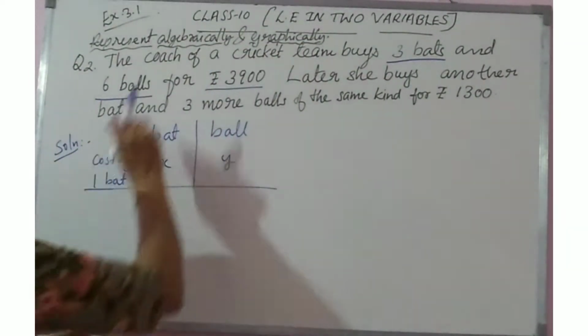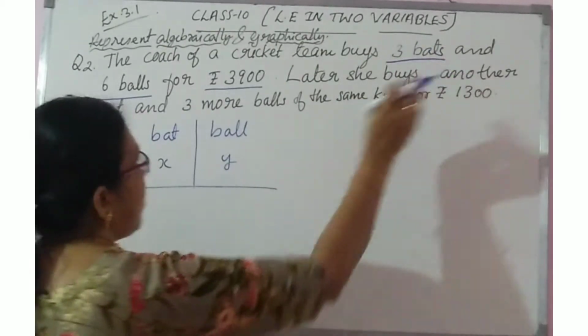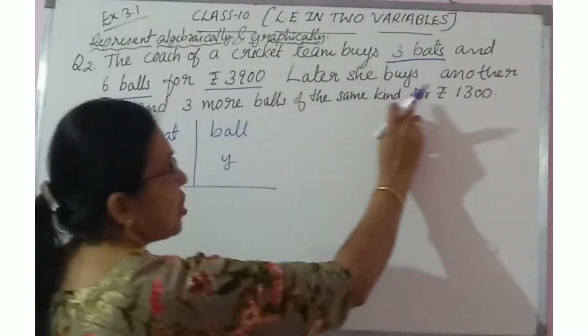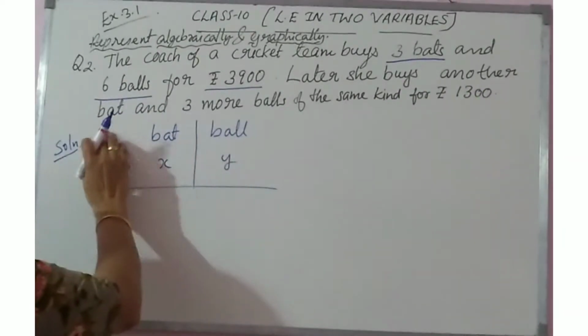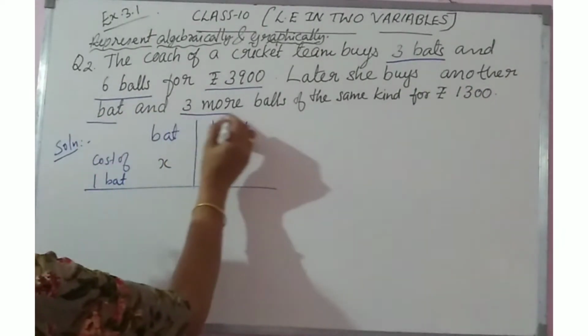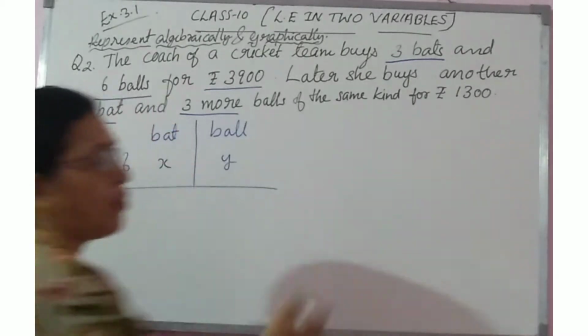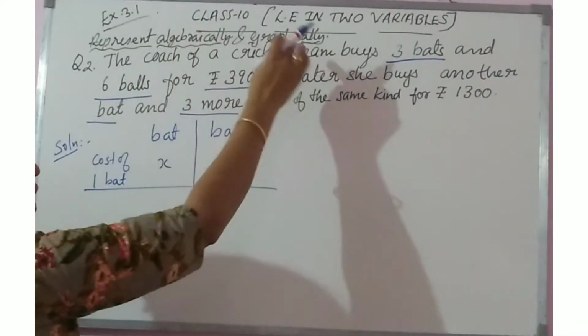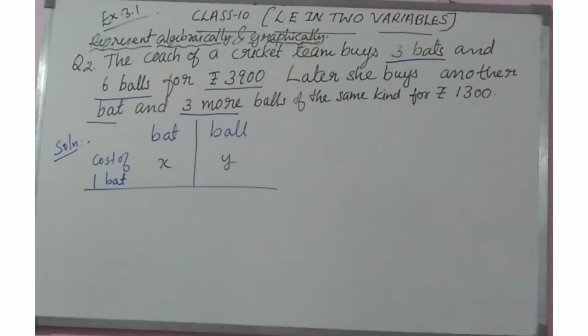So the question is given: the coach of a cricket team buys 3 bats and 6 balls for rupees 3,900. Later she buys another bat and 3 more balls of the same kind for rupees 1,300. We have to represent the given situation algebraically and also graphically.